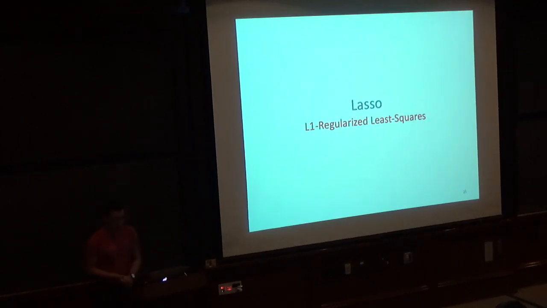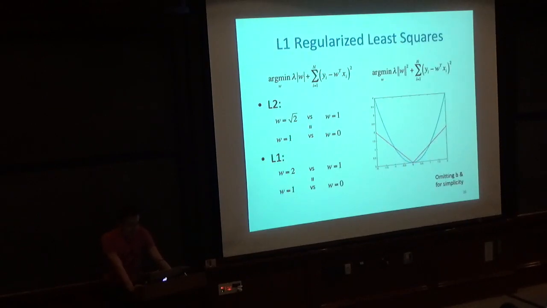Okay, I'm going to close off the lecture with Lasso. So Lasso is another word for L1 regularized least squares regression. L1 is different from L2. In L1, we regularize by measuring the sum of the absolute values of the entries of W rather than the sum of squares. So this is L1, right? This is Lasso, and this is Ridge.